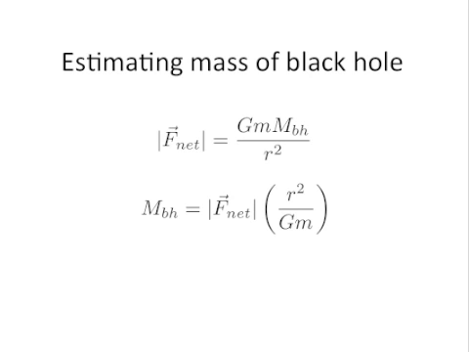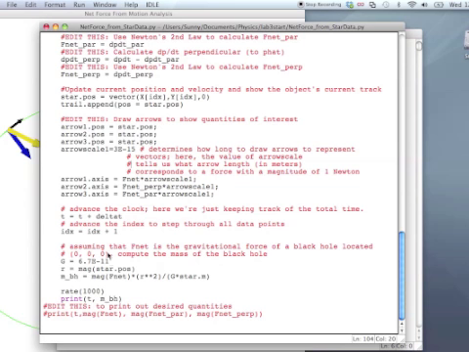From this, I found the expression here for the unknown mass of the black hole in terms of the magnitude of the net force and the observed data, the distance between the star and the origin, and the mass of the star. I used Python to do the computations. If the assumption is correct, then this expression here should be constant throughout the star's motion. I ran this and printed the result of this computation for each time position.